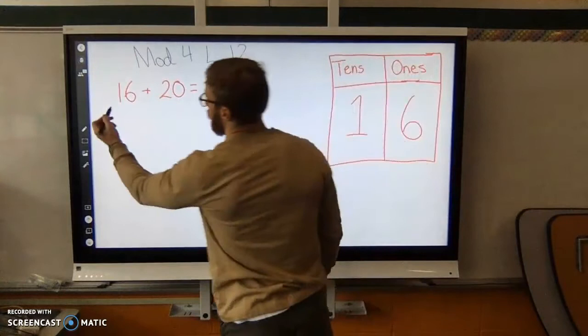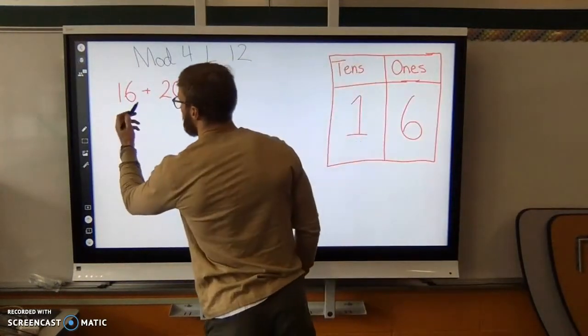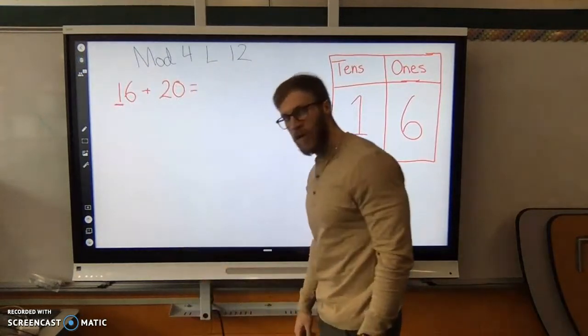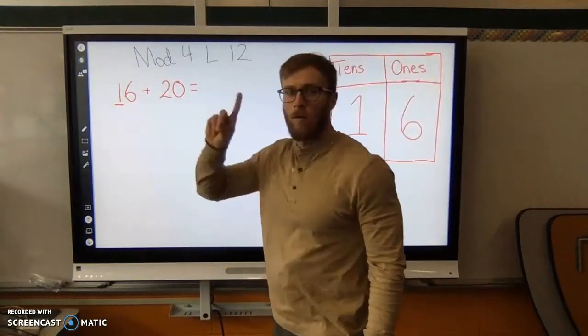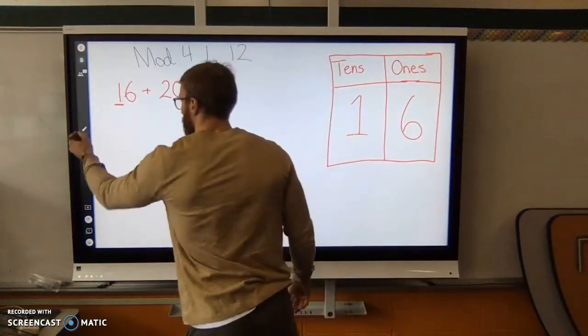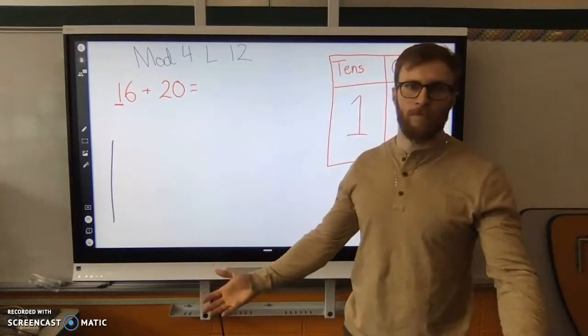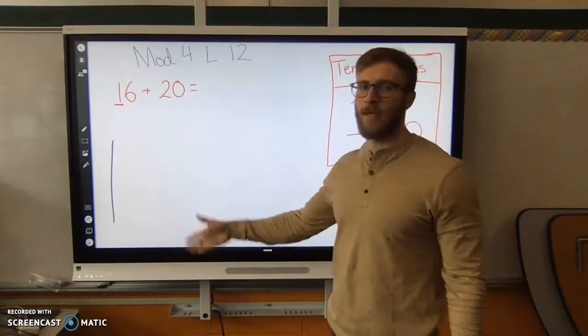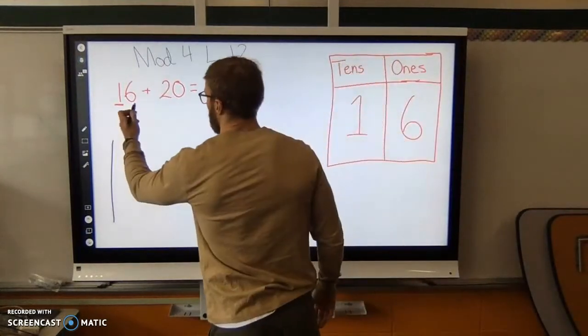All right, so we're going to start with our first number in our number sentence, which is 16. And we're going to start with the left side of 16, which is our tens place. How many tens are in 16? 1. Let's draw it. 1 ten. That's simple. A 10 is a long line, and there's only one of them, so we draw one long line. Now we're moving over to our ones.